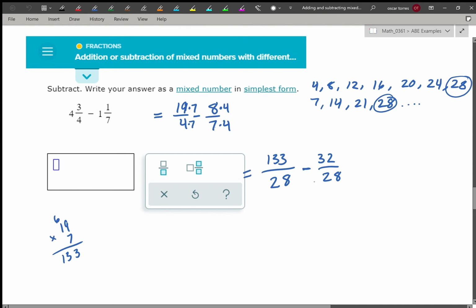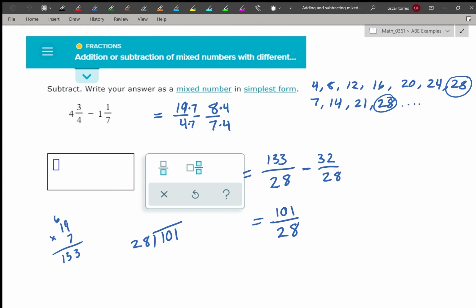Now that the denominators are exactly the same, we just need to subtract the numerators. So 133 minus 32. If we do that correctly, we end up getting 101. So we have 101 over 28. So at this point, we kind of have our answer. The problem is this is an improper fraction and not a mixed number. So now we need to convert it back into a mixed number. That means we have to take 101 and divide it by 28. So we've got to figure out how many times 28 goes into 101.